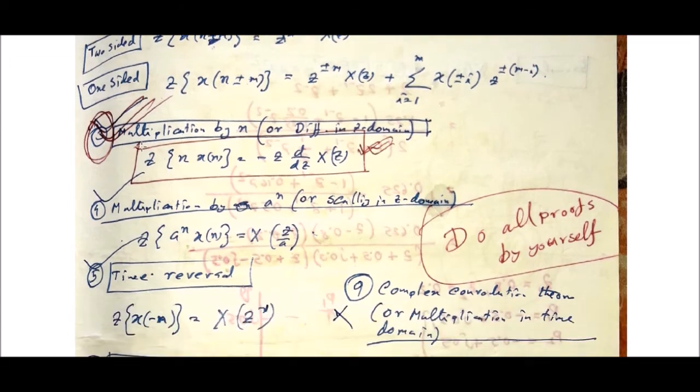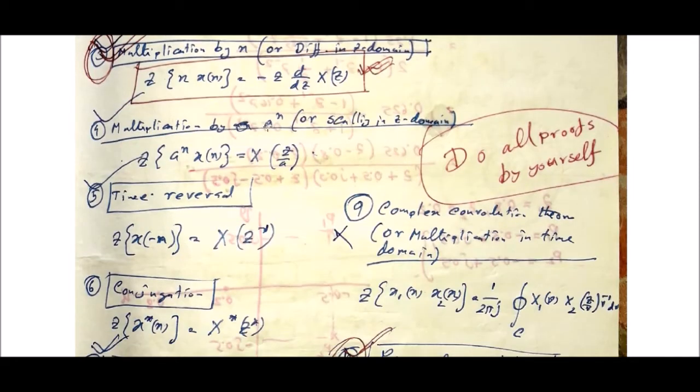You can verify what that extra term will be, but it is not required for most of your problems. Multiplication by n in the time domain is nothing but differentiation in the Z domain. That means if you have a signal x[n] and its Z transform is capital X(z), then if in the time domain the signal is multiplied by n, in the Z domain it will be differentiated. The Z transform of n x[n] will be equal to minus z times the derivative of X(z) with respect to z. Remember this property because it will be required for your inverse Z transformation problems.